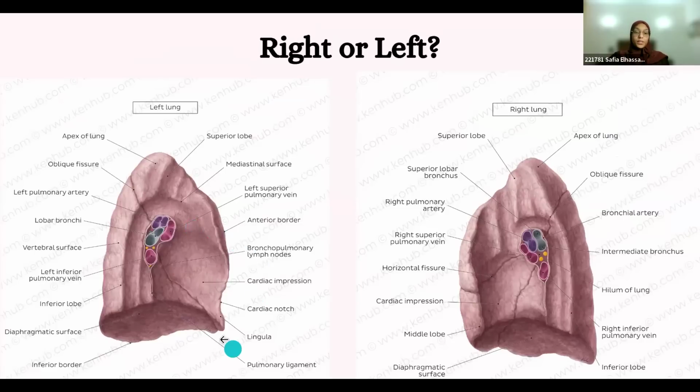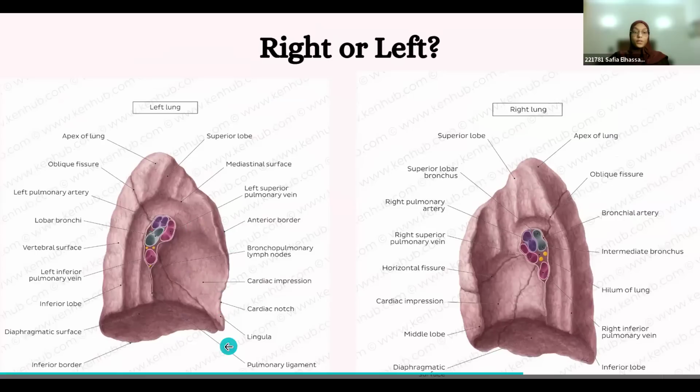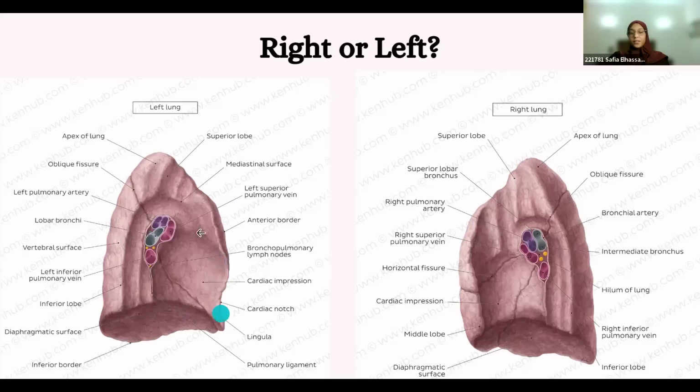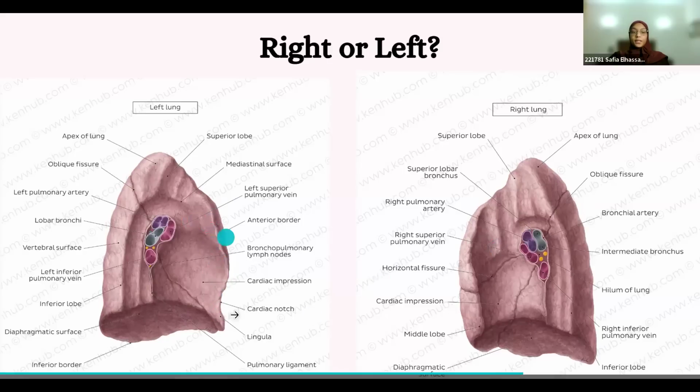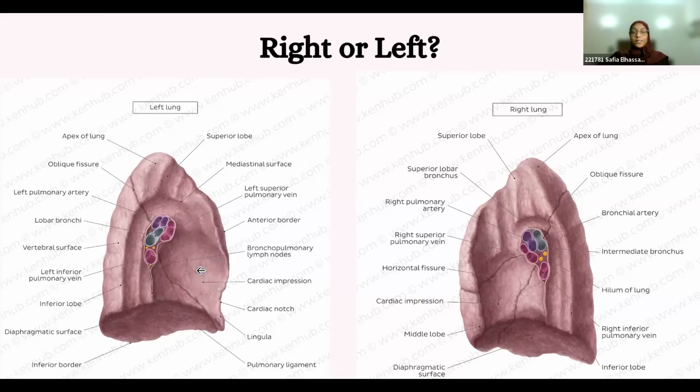see in the right lung, which are here the cardiac notch and the lingula. So the lingula is just an extension of the superior lobe, and the cardiac notch, it's almost as if a section of the lung is missing, whereas the right lung is continuous. And this is just to make space for the heart. That's one way to tell the difference.